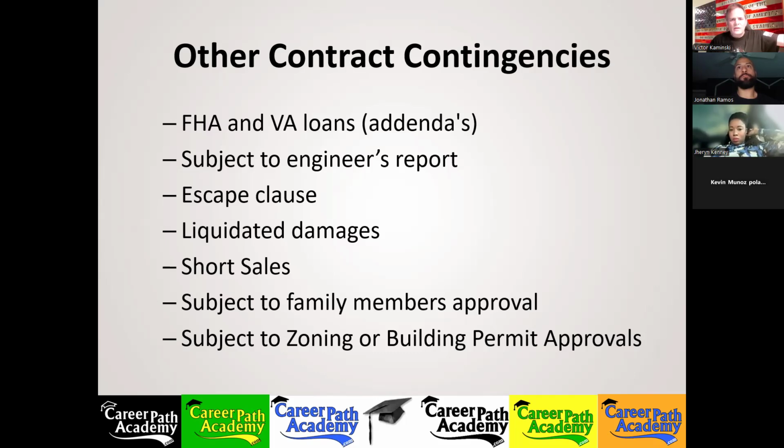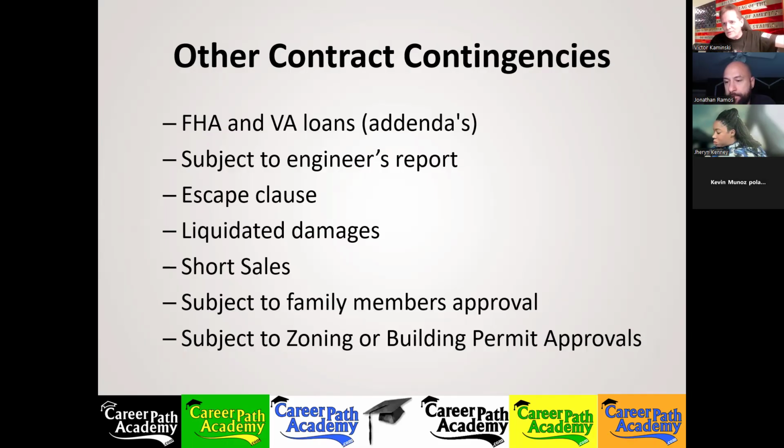Or subject to engineering reports, or an escape clause, which would protect the seller in the event the buyer makes an offer contingent upon the sale of their current home. It allows them to continue marketing their home for sale. And in the event they get another offer in writing, they could accept that other offer and cancel the one with the current buyer and not be considered in breach of contract. A liquidated damage agreement, short sales, subject to family members' approval, like if family members are helping with the money to buy the house or with the closing costs or down payment amounts.